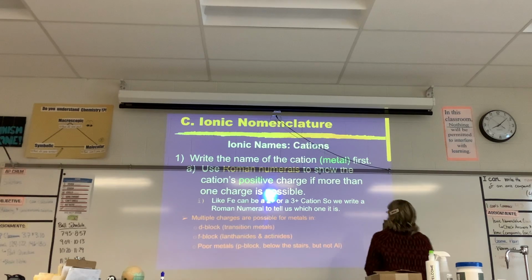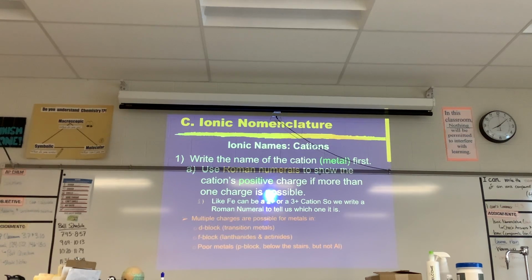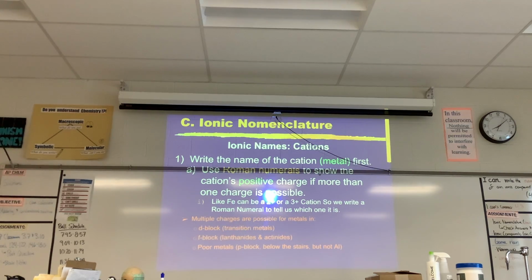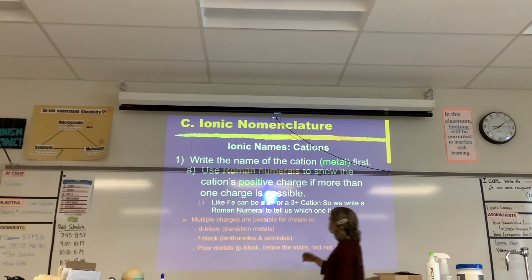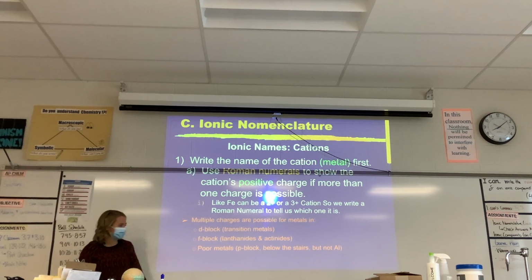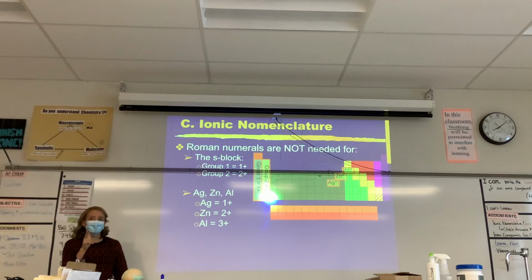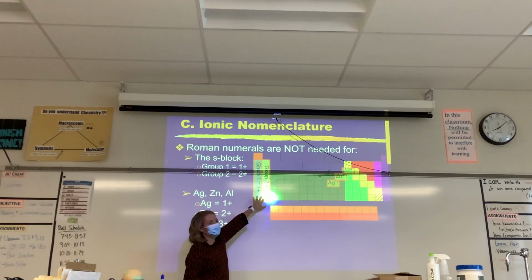So the rule is that if it's in the S block, you don't have to use a Roman numeral because we always know their charges, right? This is always +1. These are always +2. Outside of this and 3 special ones, you have to include their charges. I mean their Roman numeral. I think the 3 special ones are on the other side, but I'm going to do some practice with that of what it means. So these are the three that don't need a Roman numeral, but are outside of these two columns.